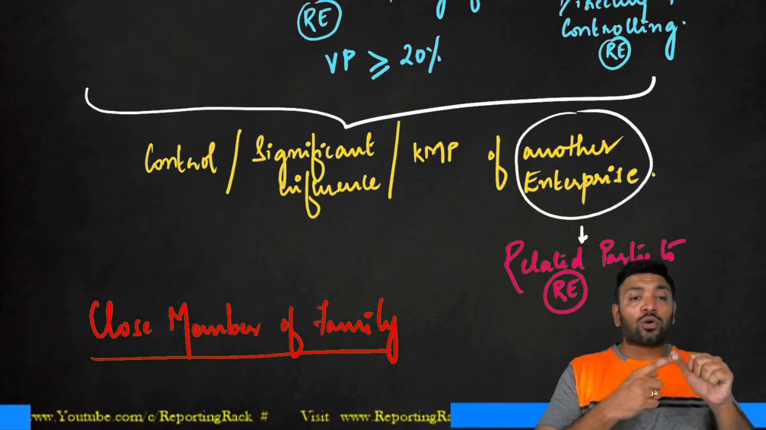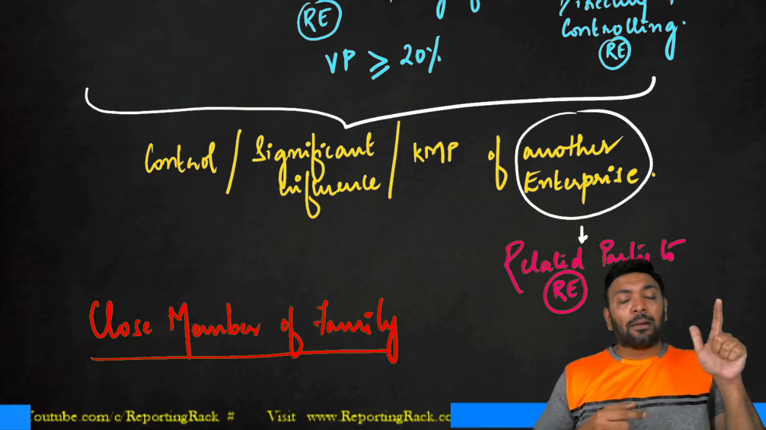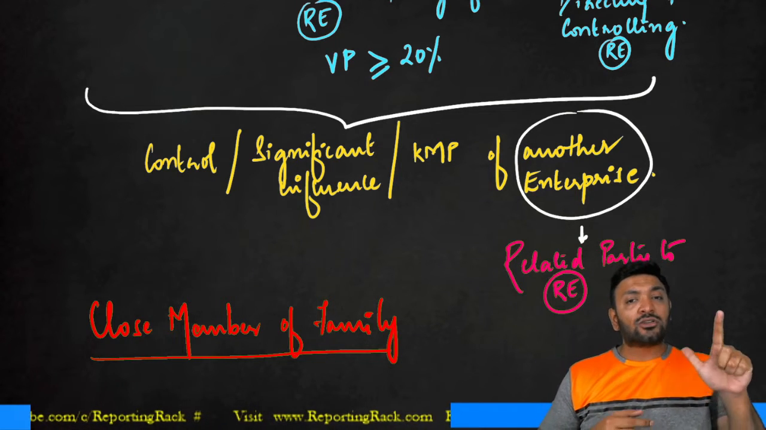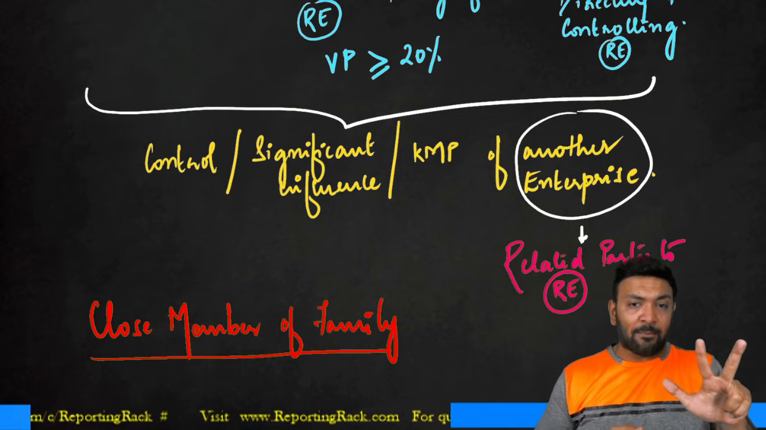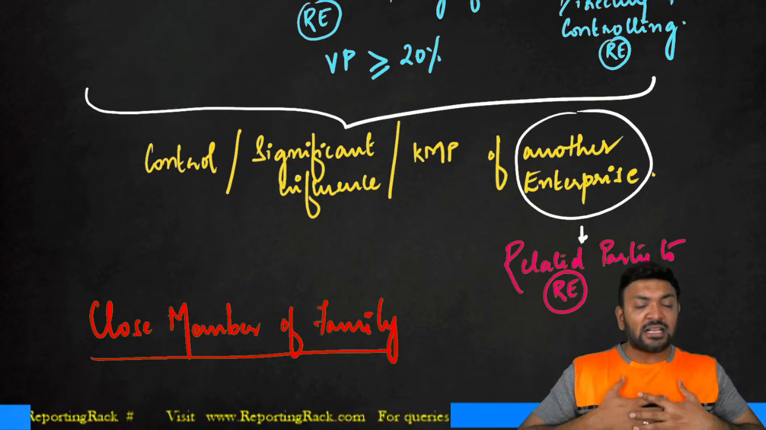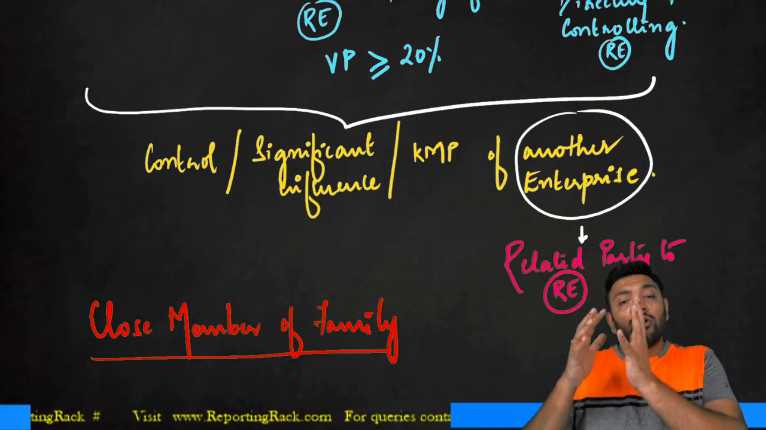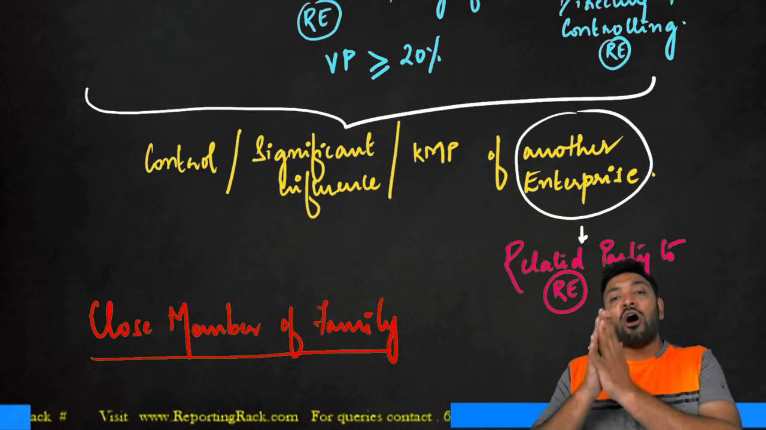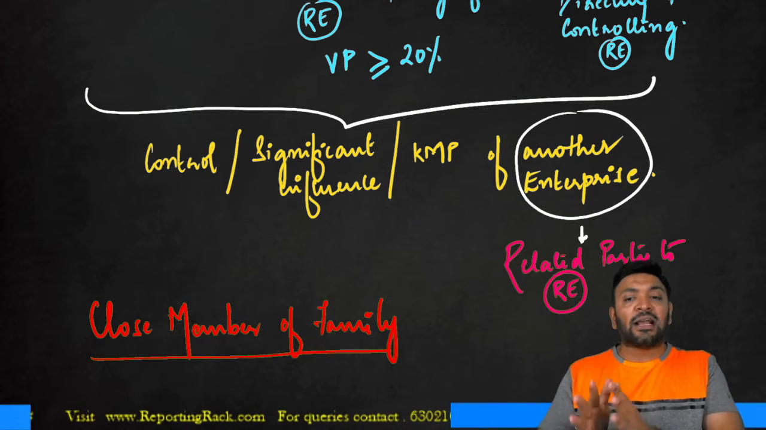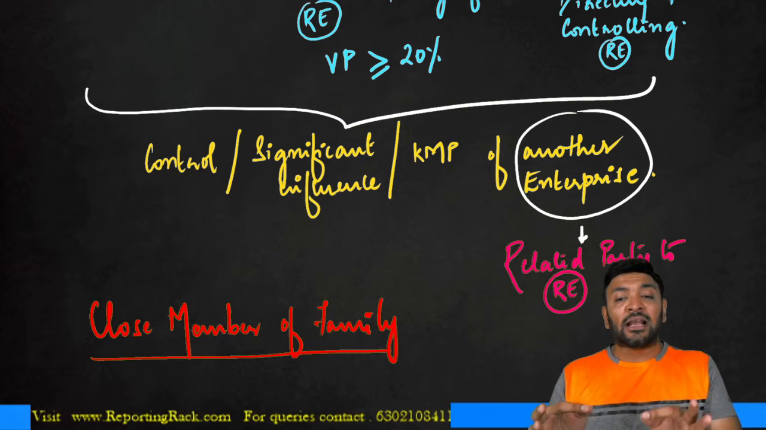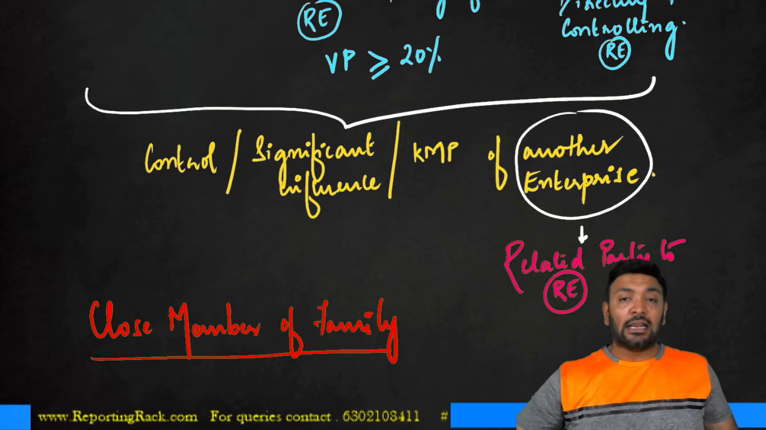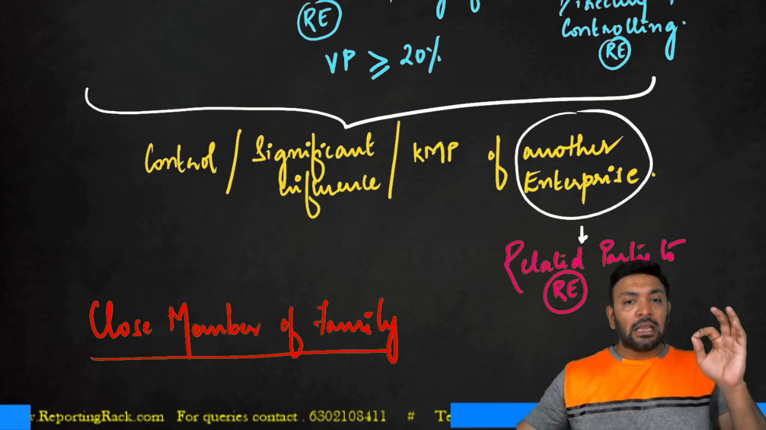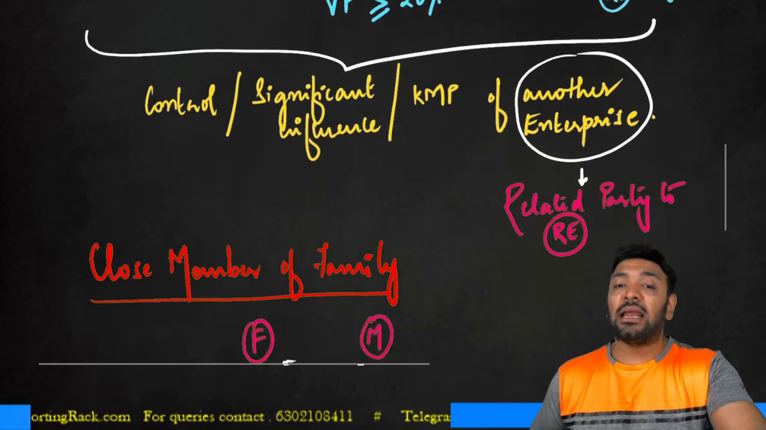If an individual who controls, or has significant influence, or is a KMP of the reporting enterprise, either controls or has a significant influence or is a KMP of another enterprise, then that other enterprise should also be called a related party. Now, here I will insert a particular exclusion.